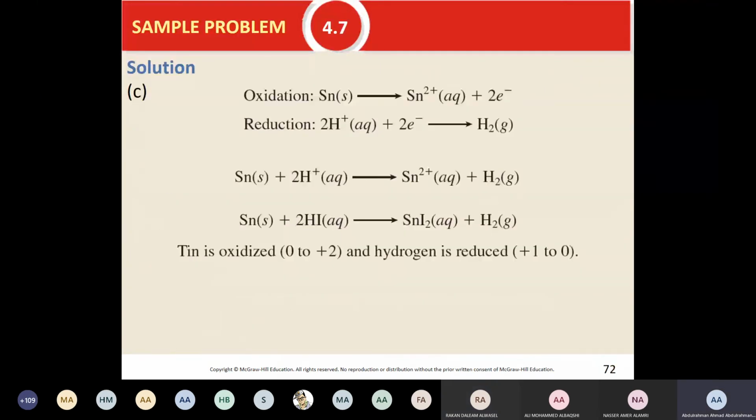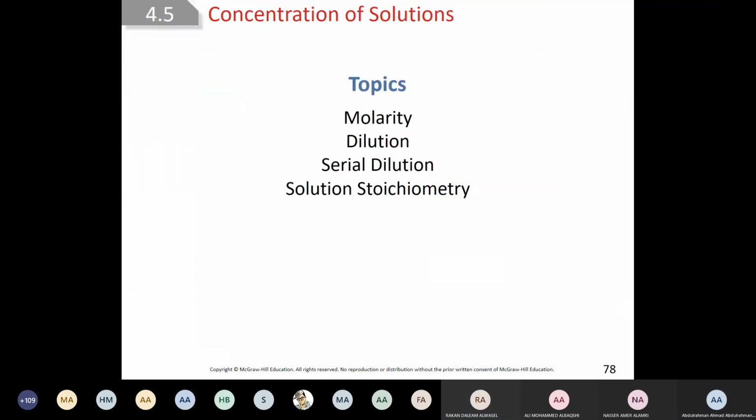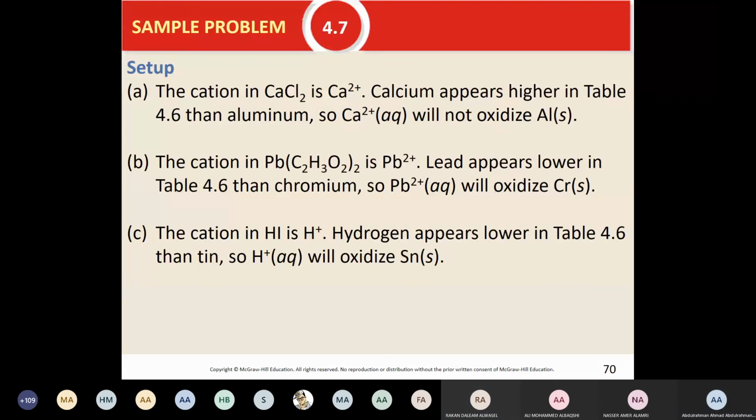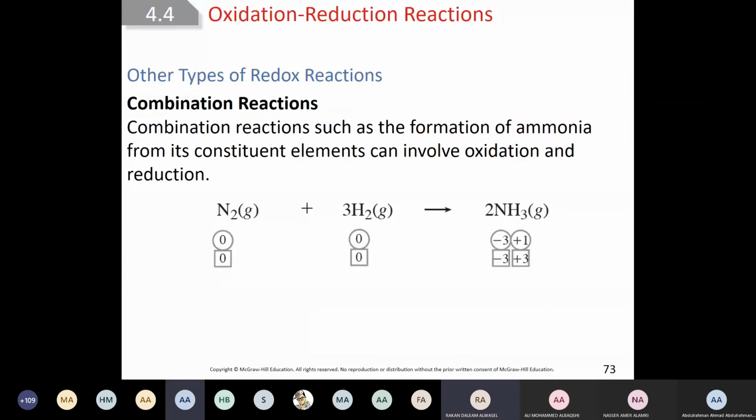Exactly. What do you call this reaction? Combination. Why do you call it combination? Because the nitrogen is combined with the hydrogen, two things make one thing. And it's actually a redox reaction, because the nitrogen was 0, it became -3. The hydrogen was 0 because it's by itself, it became +1. So this is an oxidation-reduction reaction.